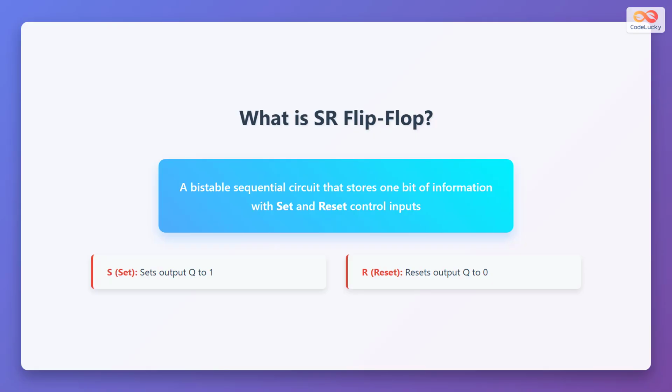It is a bistable sequential circuit that stores one bit of information. It has two control inputs, set and reset. The S, or set, input sets the output Q to 1, while the R, or reset, input resets the output Q to 0.